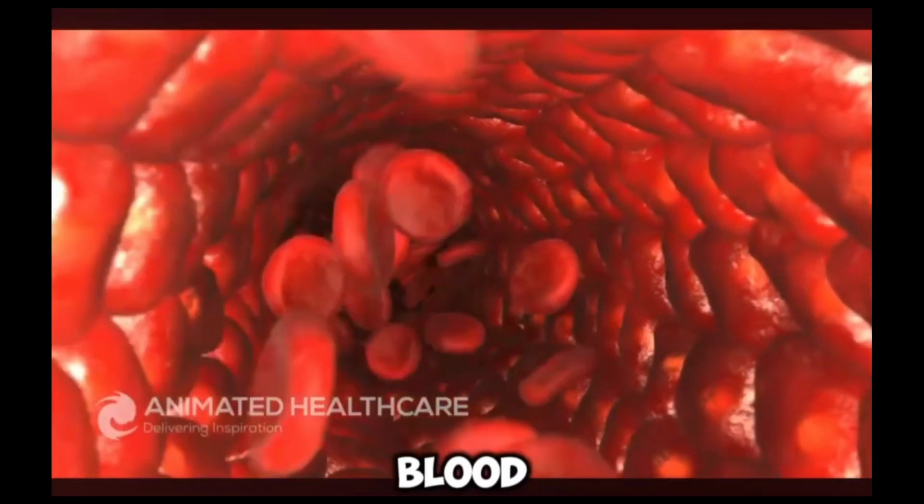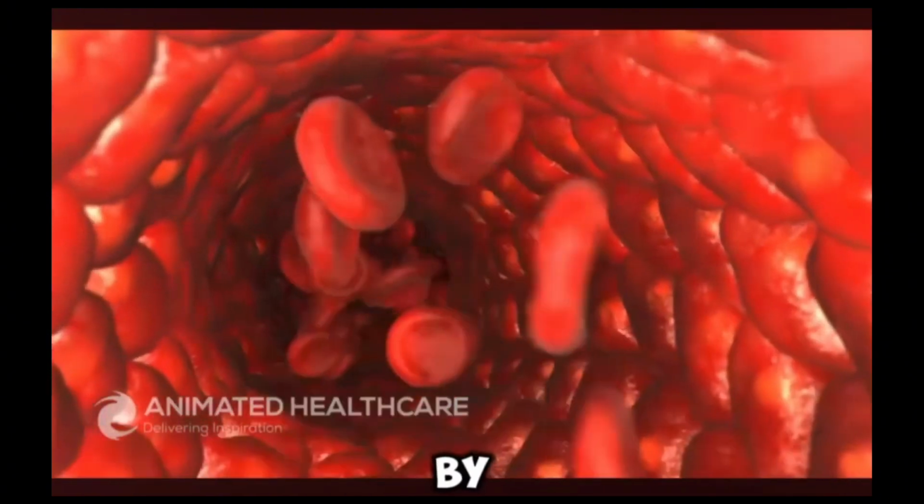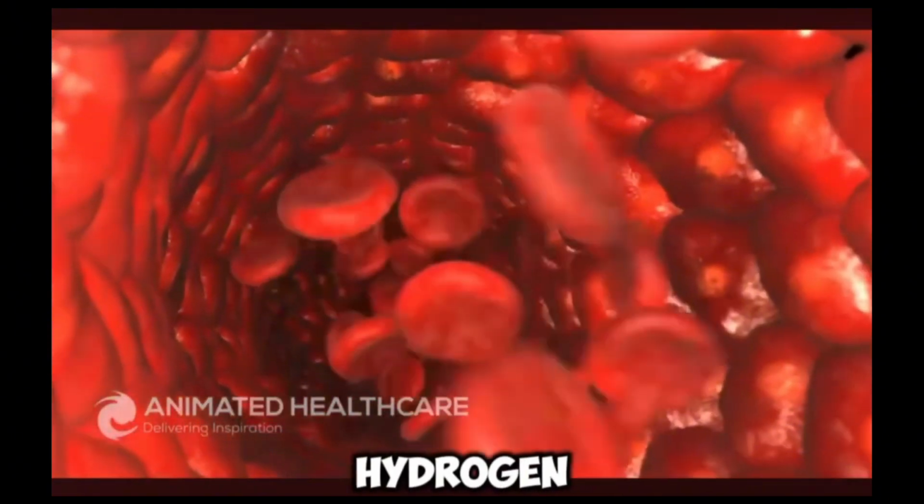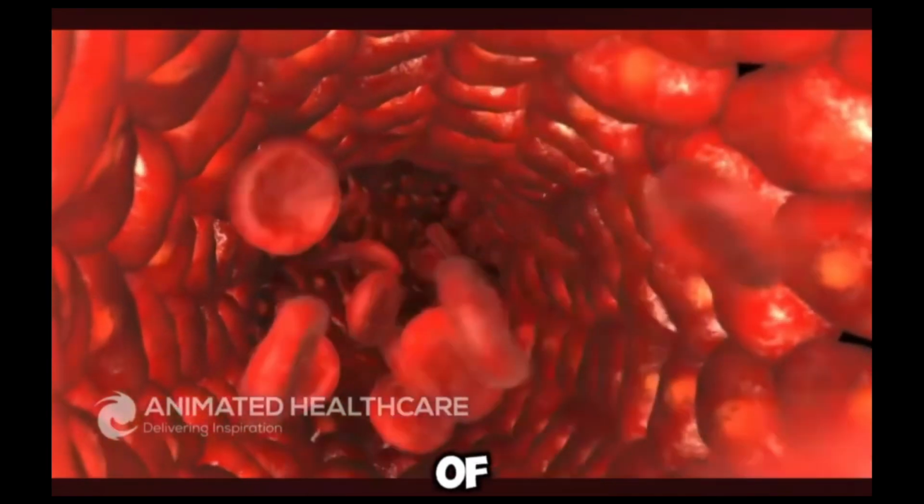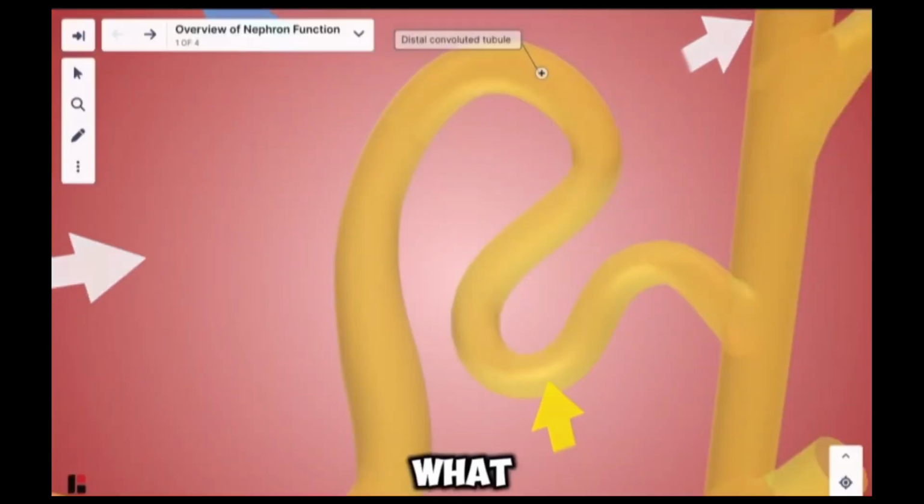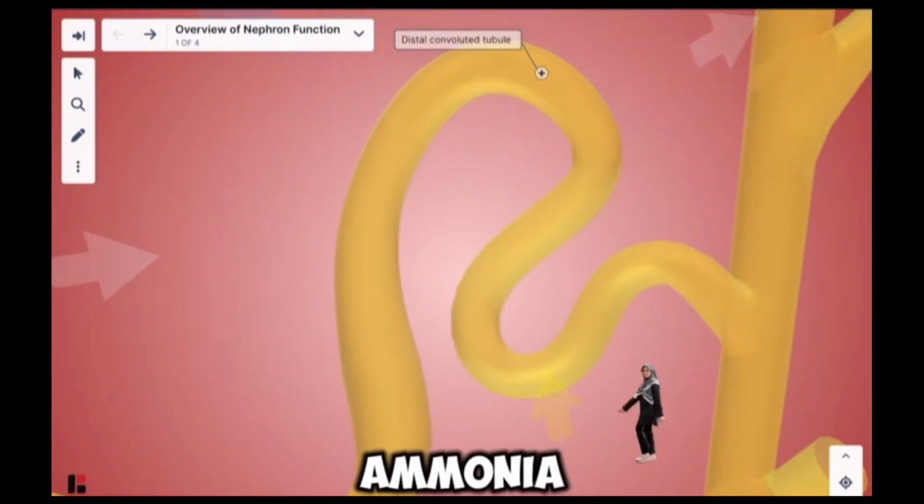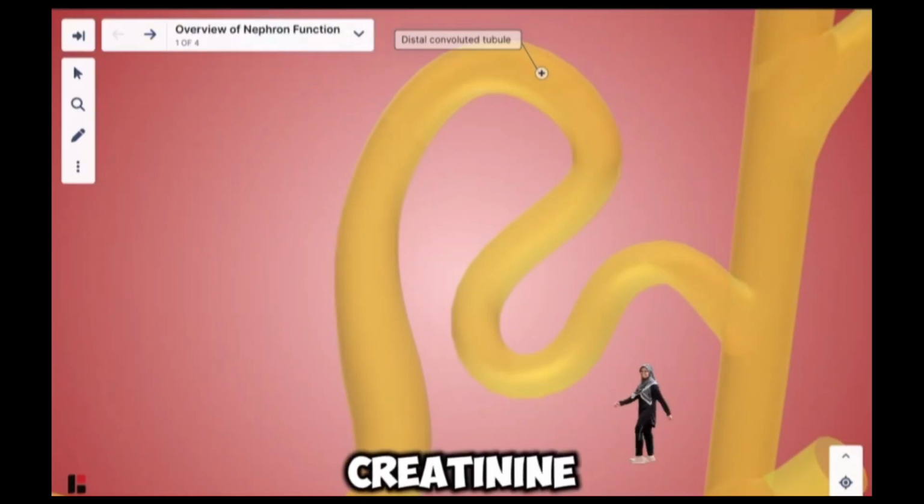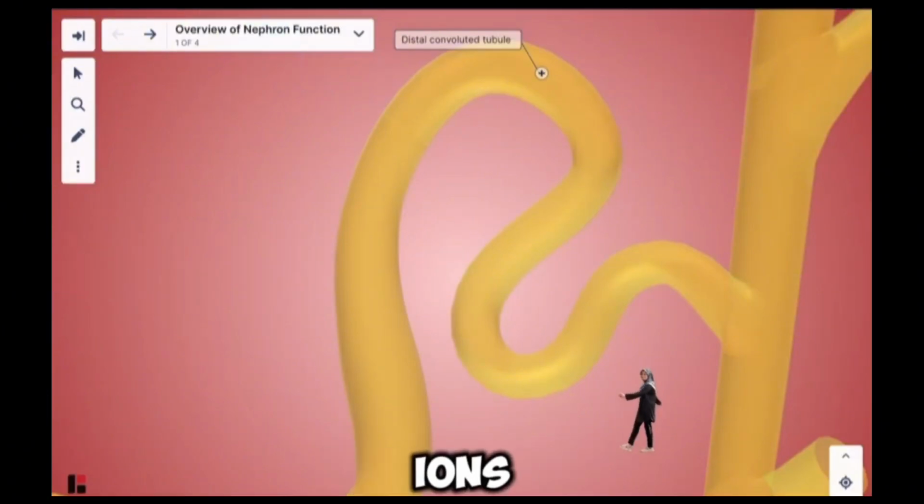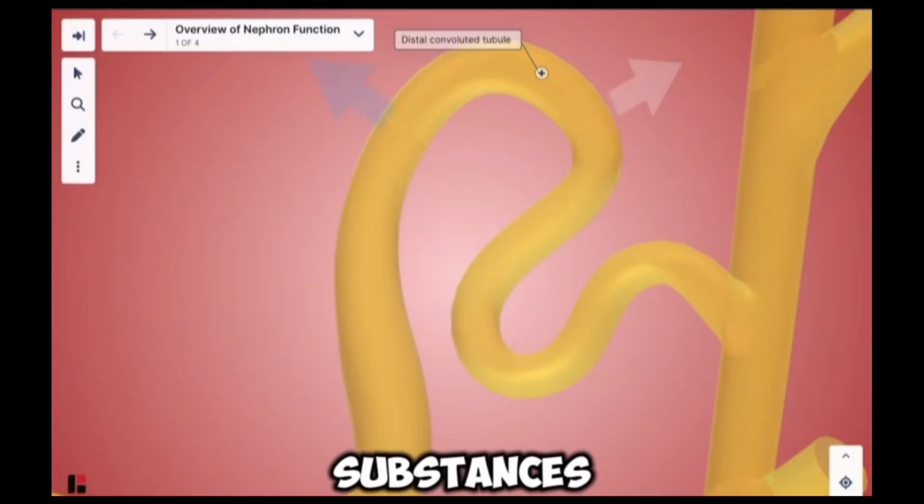Secretion allows blood pH to be controlled, which is done by balancing the secretion of hydrogen ions and reabsorption of bicarbonate ions. What are the wastes involved? Nitrogenous wastes such as urea, ammonia, uric acid, and creatinine. Ions such as hydrogen ions and potassium ions. Drugs, followed by foreign substances.